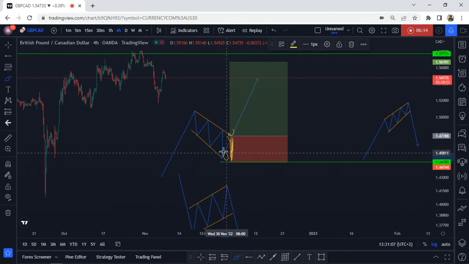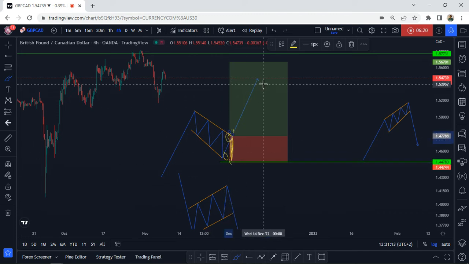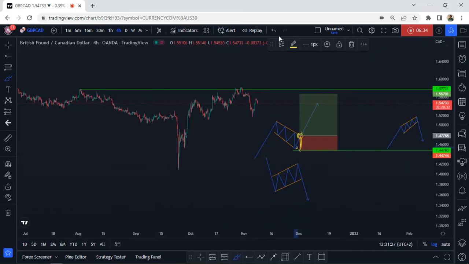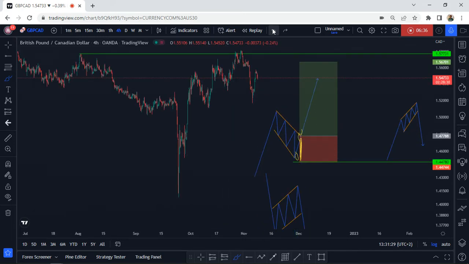For a risk entry here, the stop loss is tight. For a reduced risk entry, the stop loss is stretched. But for me, I personally prefer the reduced risk entry. I would rather place my stop loss down here than enter with the risk entry here. I think I've explained this quite better now.